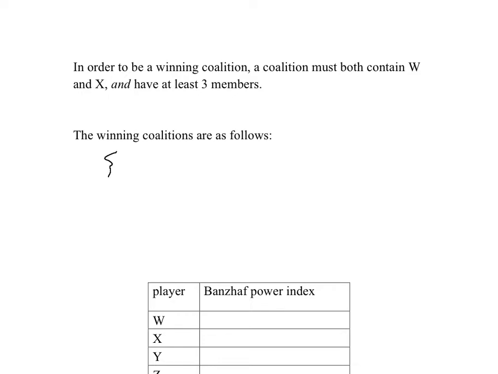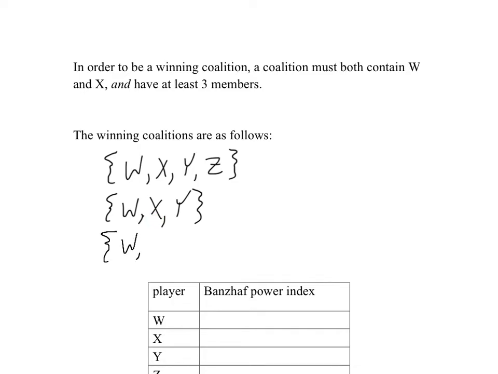Having written down that description, it's not hard to list the winning coalitions. Certainly there's the Grand Coalition. You've also got W, X, and Y, but not Z. That too is a winning coalition. It has at least 3 members, and it contains both W and X. We also have W, X, and Z. Similarly, it contains W, it contains X, and it has at least 3 members, and that's it.